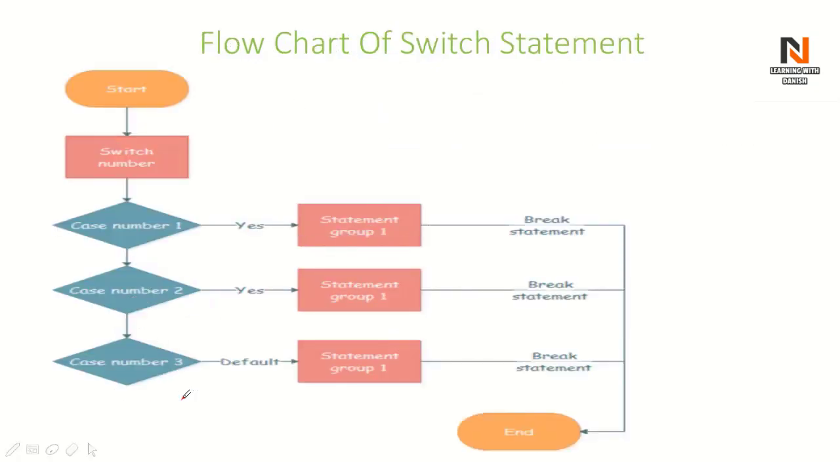Here is the flowchart. Start, switch number. If n is equal to 1, then this case is executed. If n is equal to 2, then this part will execute. If suppose we enter n is equal to 3, n is equal to 4, then neither of these parts is executed. By default the other statement will execute and the program will terminate.